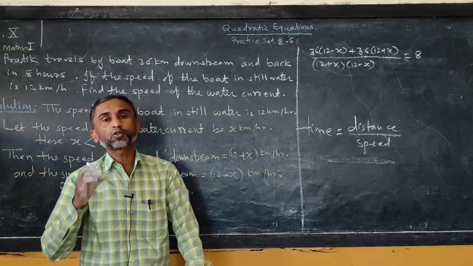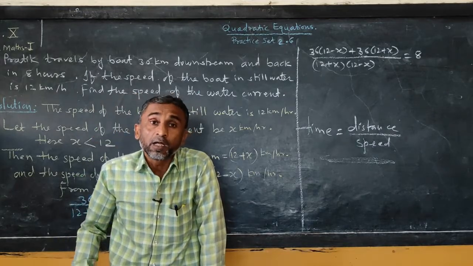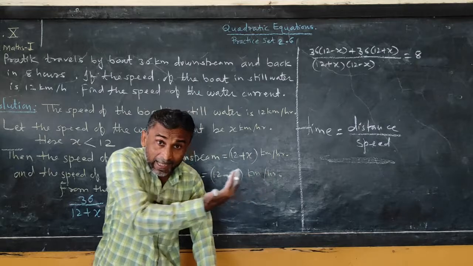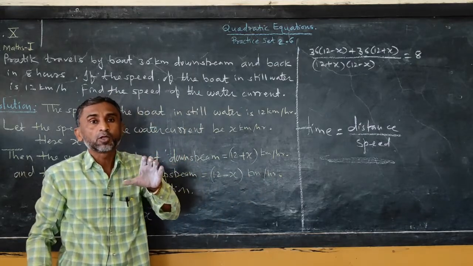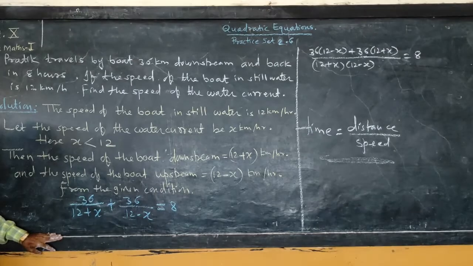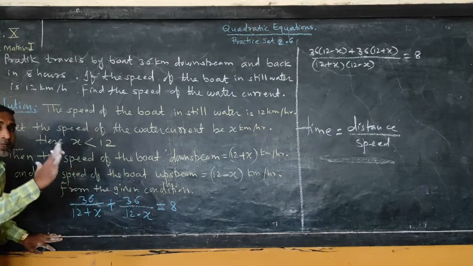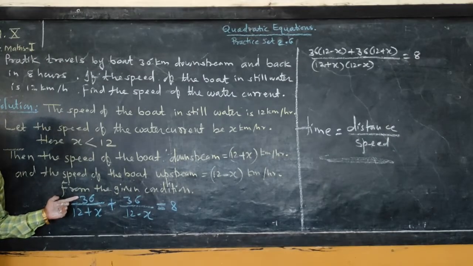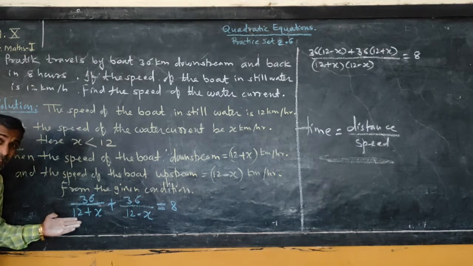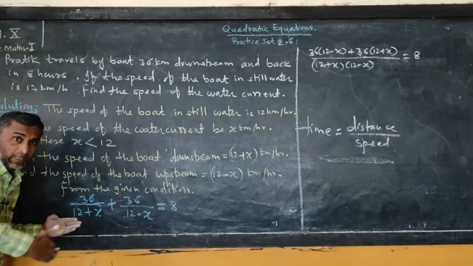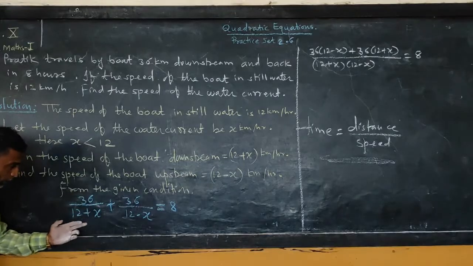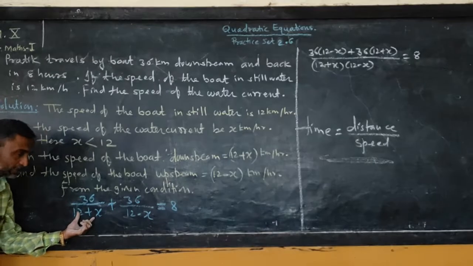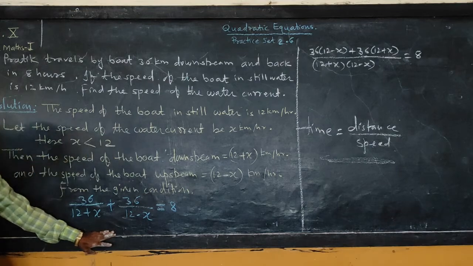Then, we have to make the quadratic equation. What is given? The time required by Pratik for going downstream and upstream is 8 hours. So the time required for going downstream is distance upon speed. Distance is 36 kilometer. And what is the speed of the boat? 12 plus x, because he is going in the downstream direction. So the time required for going downstream will be 36 upon 12 plus x, plus, he is coming back in 8 hours.